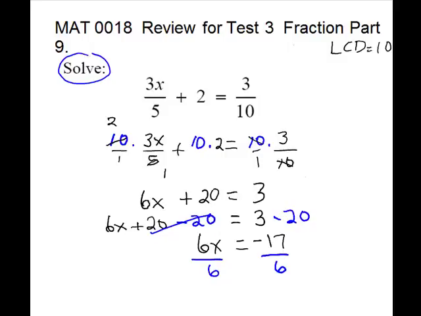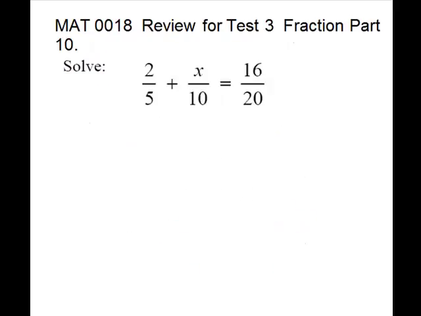Now that we've learned about fractions, sometimes we will get fractions for answers. This is a fraction. The 6 does not divide evenly into 17. So we're just going to leave it. Our x is isolated. That was our goal. Negative 17 over 6 is our answer.